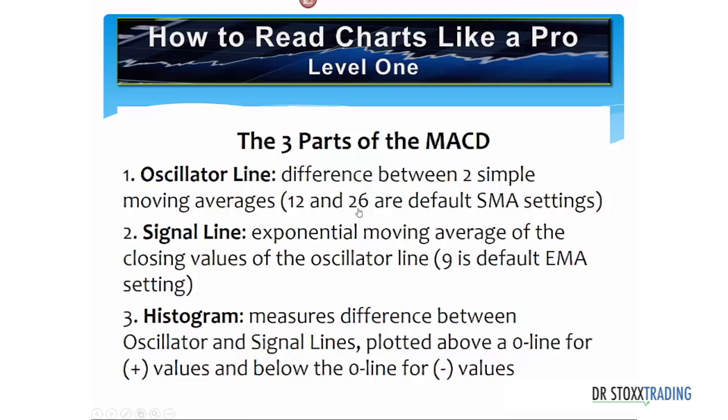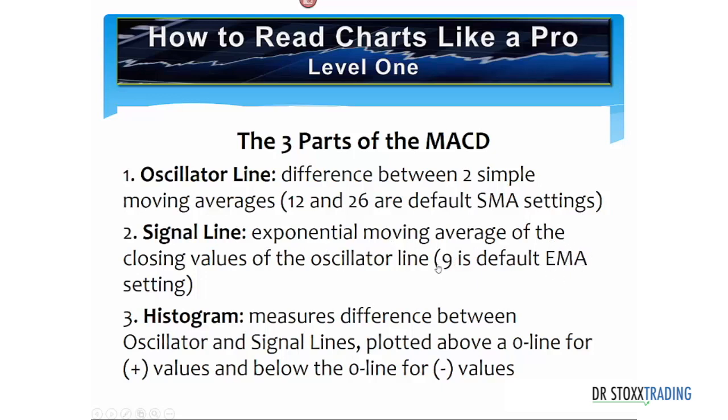If 12 is below the 26, it will be a negative number. Positive numbers are bullish, negative numbers are bearish. Then there's a signal line, which is going to look like a second moving average on top of the oscillator line, and it is in fact a moving average of the oscillator line. By default, it is a 9-period. It's not a simple moving average, it's an exponential moving average, an EMA, of the oscillator line.